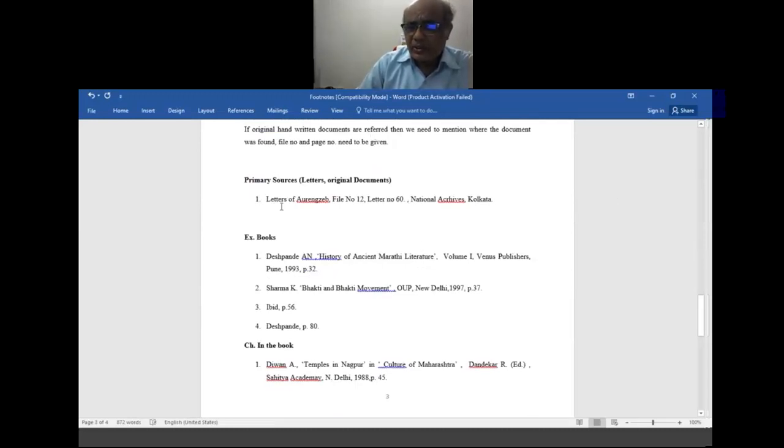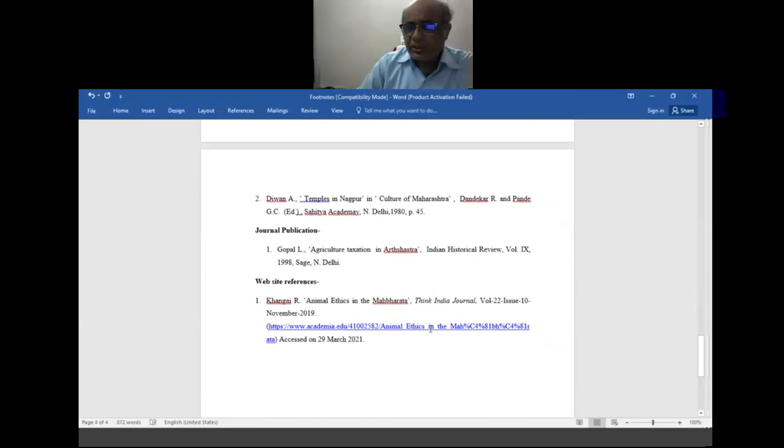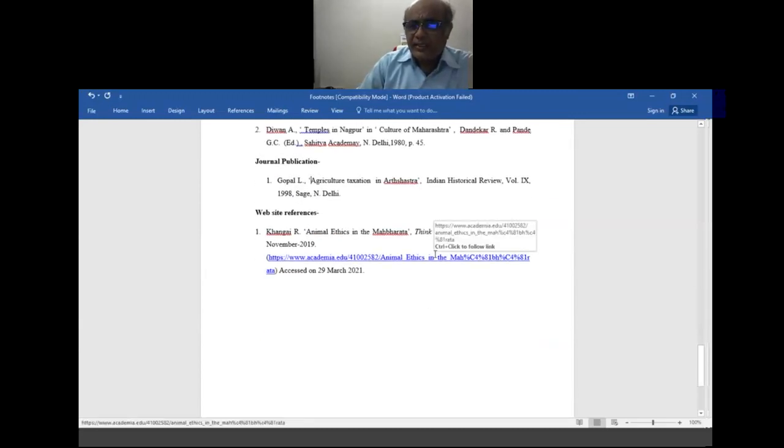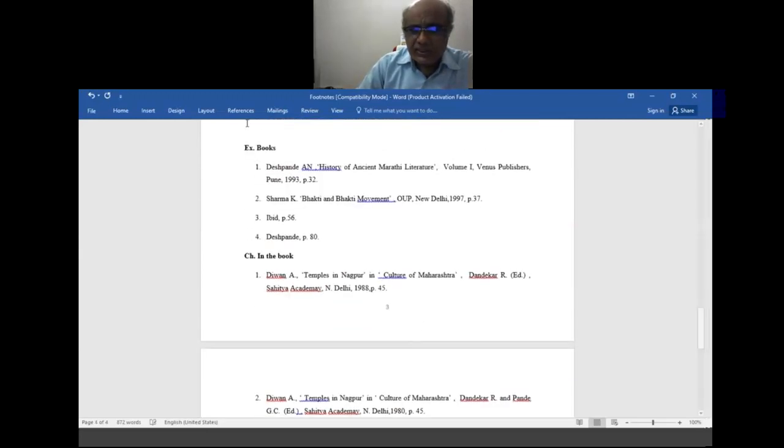This is how the primary sources are to be mentioned in the footnote. This is how secondary sources like books are to be used. This is how a chapter in a book is to be cited. This is how a journal publication is to be cited. Remember that when you use resources from the internet, the date and URL should be given. So this is where the information about footnoting ends.